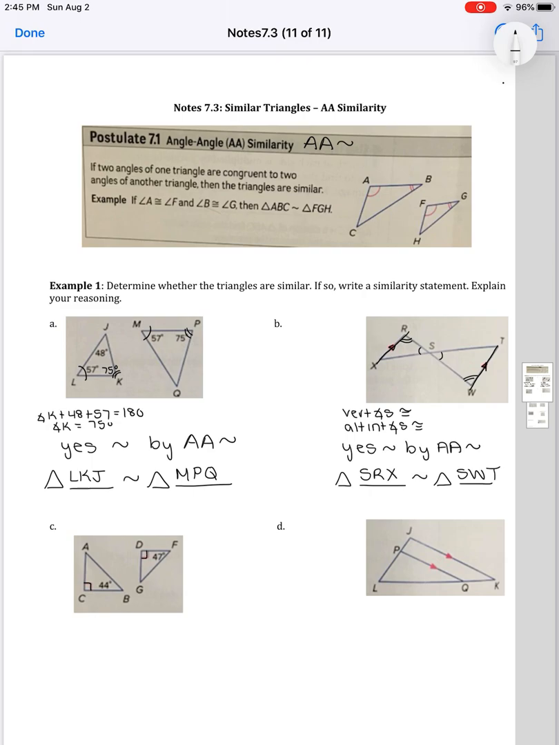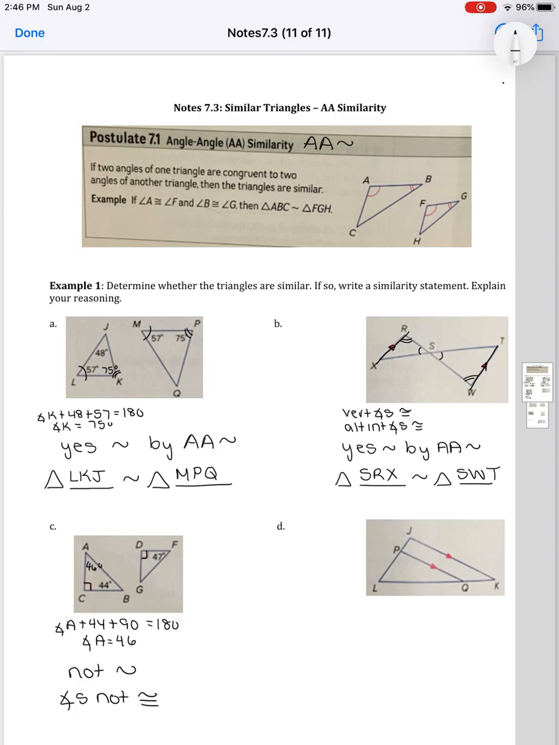All right, with C, we've got our right angles in here, so those match up, but the 44 and the 47 don't. So let's figure out A. Angle A plus 44 plus 90 equals 180. So angle A comes out to being 46. I have one set of angles that's congruent, but the other two are not. Therefore, these are not similar. You can just say angles not congruent. If they're not similar, you can't write a similarity statement, so you just explain why they're not similar. In this case, the angles are not congruent to each other.